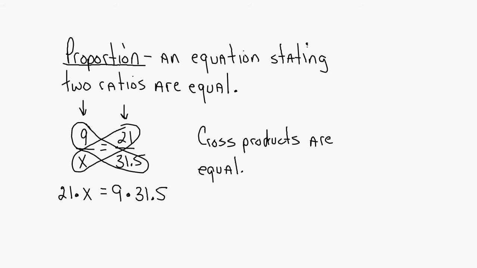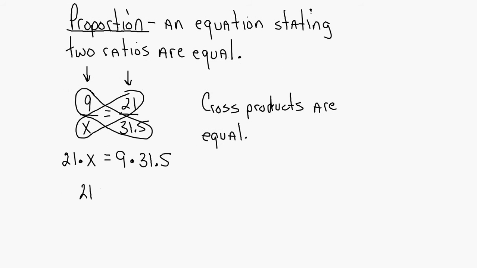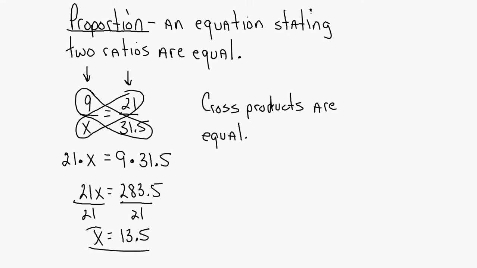And then you do your math and it'll be a little more familiar looking. So 21 times x is 21x. 9 times 31.5 is 283.5. If you divide each side by 21, then x equals 13.5. All right, and that's how you solve for x in a proportion.